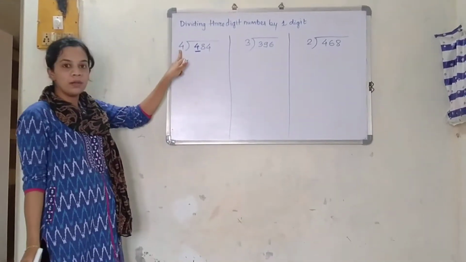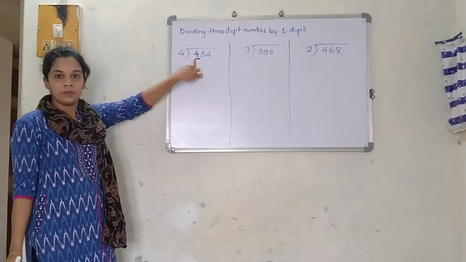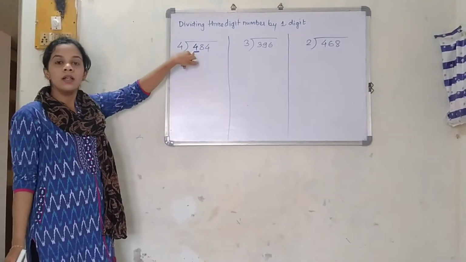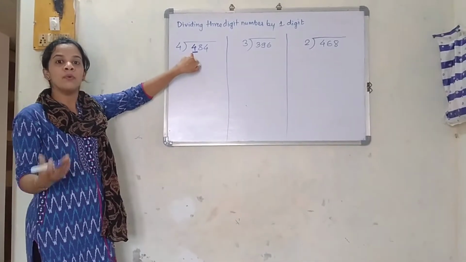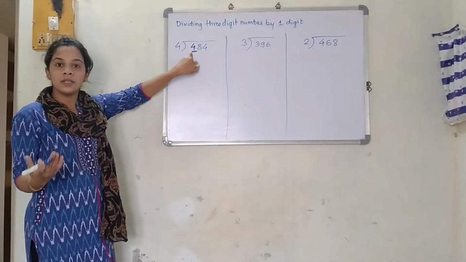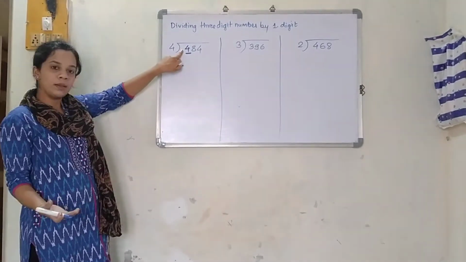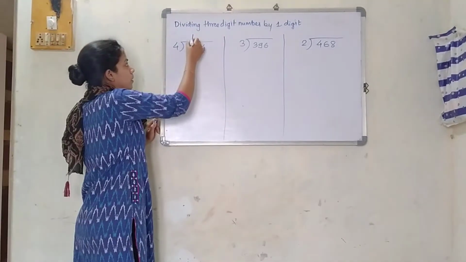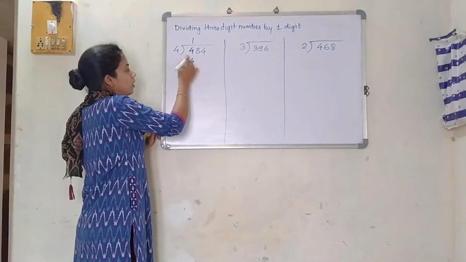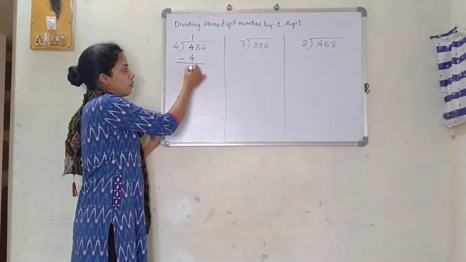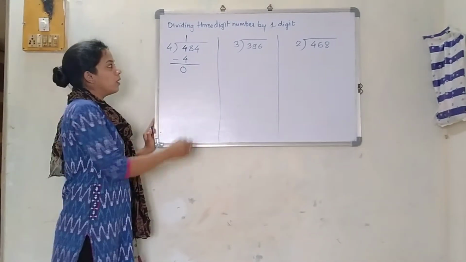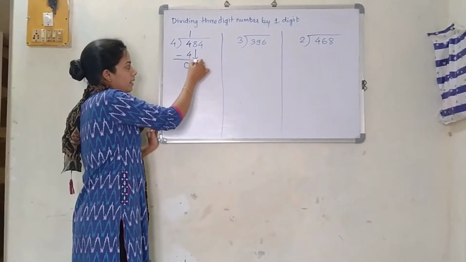Now start the table until you get 4. Start the table till you get 4 in that table. So how am I going to start 4's table? 4 ones are 4. I got 4 in the table. So 4 ones are 4. What will I do now? I will subtract it. 4 minus 4 is what? 0. What will I do now? I will take this 8 down.